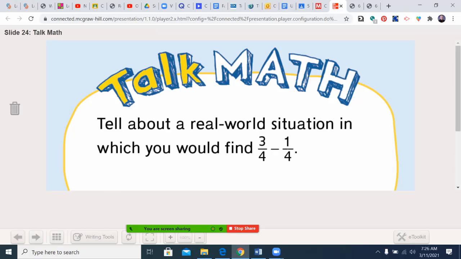And if you think about a real world situation, how about I made some Totino's frozen pizzas. I divided each one in half, and I intended to eat 3, but you took 1. So I only got to eat 2/4, which is a half. And I'm disappointed now. Thanks.